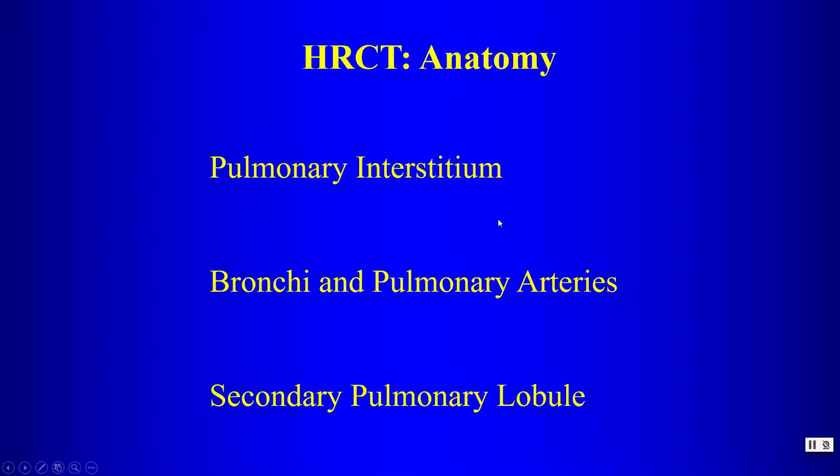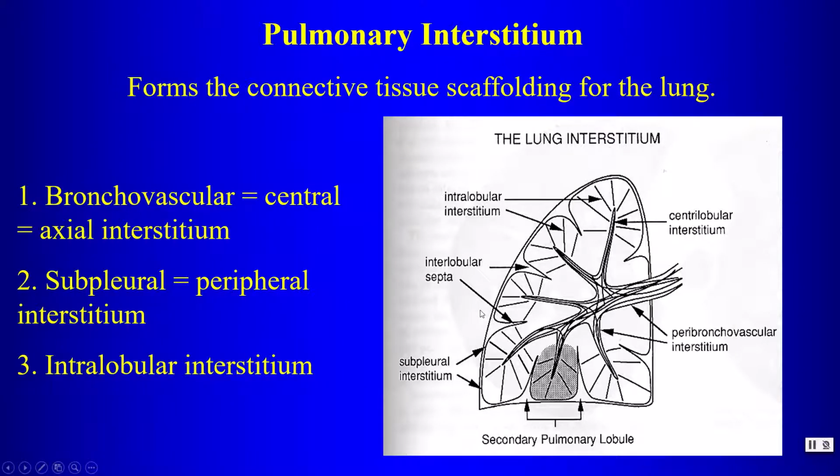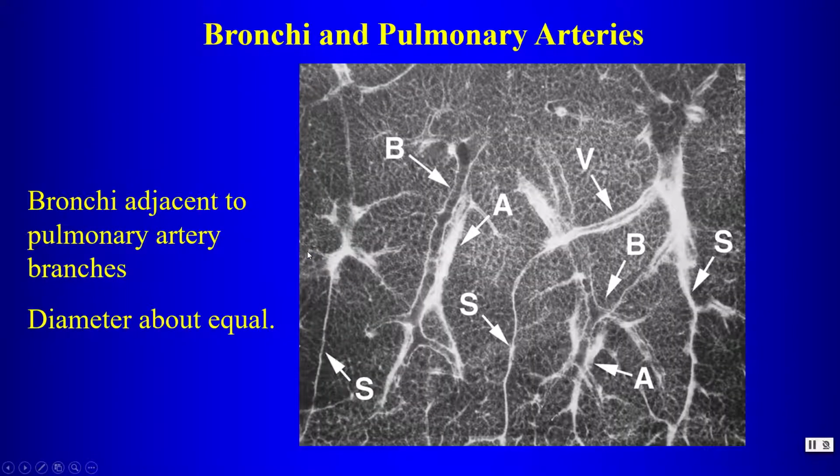Now we need to talk a little bit about the anatomy here that we can see on high-res CT. We'll talk about the pulmonary interstitium, bronchi and pulmonary arteries, and the secondary pulmonary lobule. So the pulmonary interstitium is classically divided into the bronchovascular or the central interstitium, and then we have the subpleural or the peripheral interstitium, and then the intralobular interstitium along the alveolar walls is what connects the two.